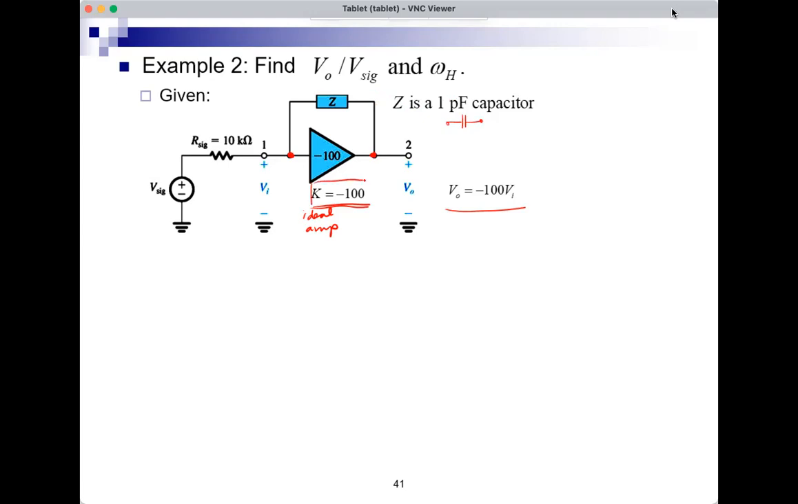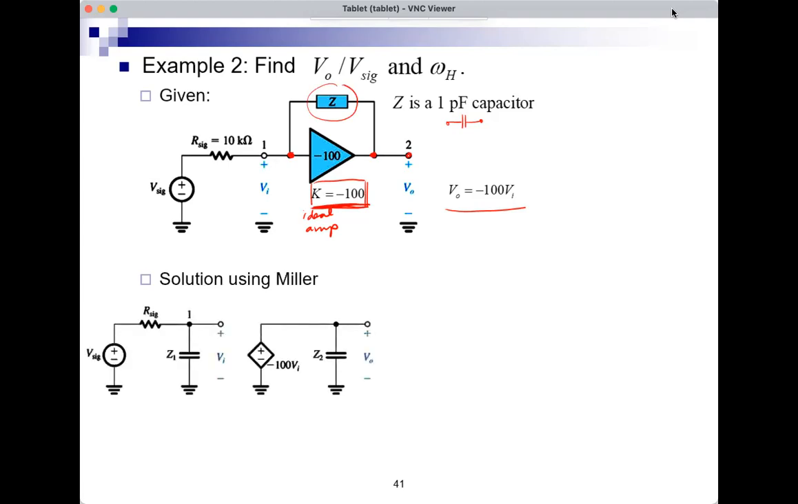Since K is minus 100, it's given, it's fixed, I can apply Miller's theorem between this node and this node. I have this minus 100 constant factor, and I have this impedance, which is bridging the two nodes. So I can apply Miller's theorem, and I will get something like this. This minus 100 triangle, I show it as a voltage controlled voltage source, or I can keep it as a triangle if you want. And Z becomes Z1 and Z2, with C1 equal to 101 picofarad.